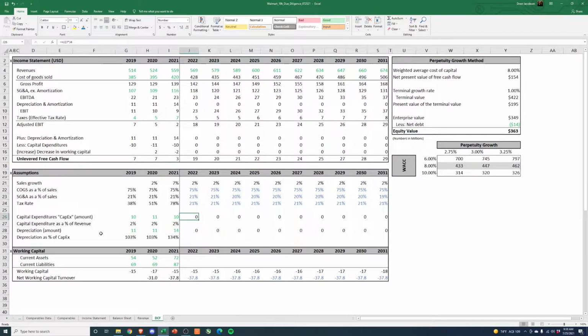Now, CapEx, this is a fun part. CapEx as a percentage of revenue looks like it's been at 2%. So we'll do the average here and leave it pretty steady.